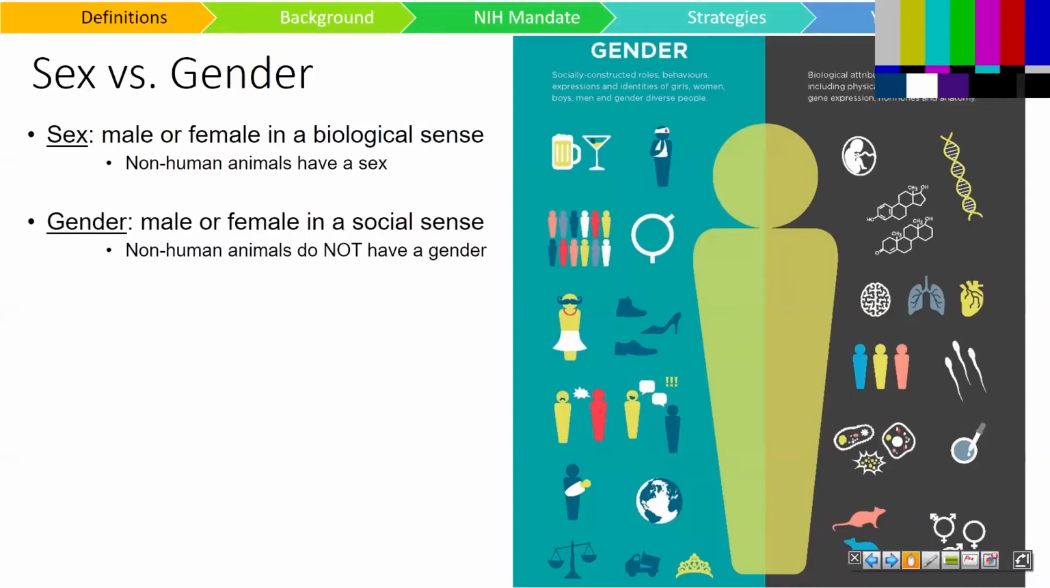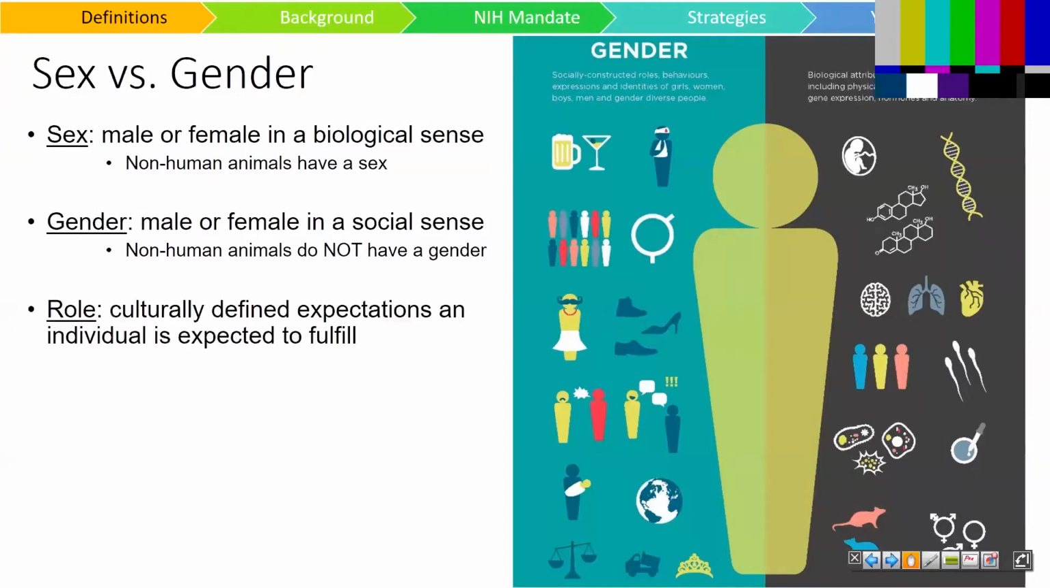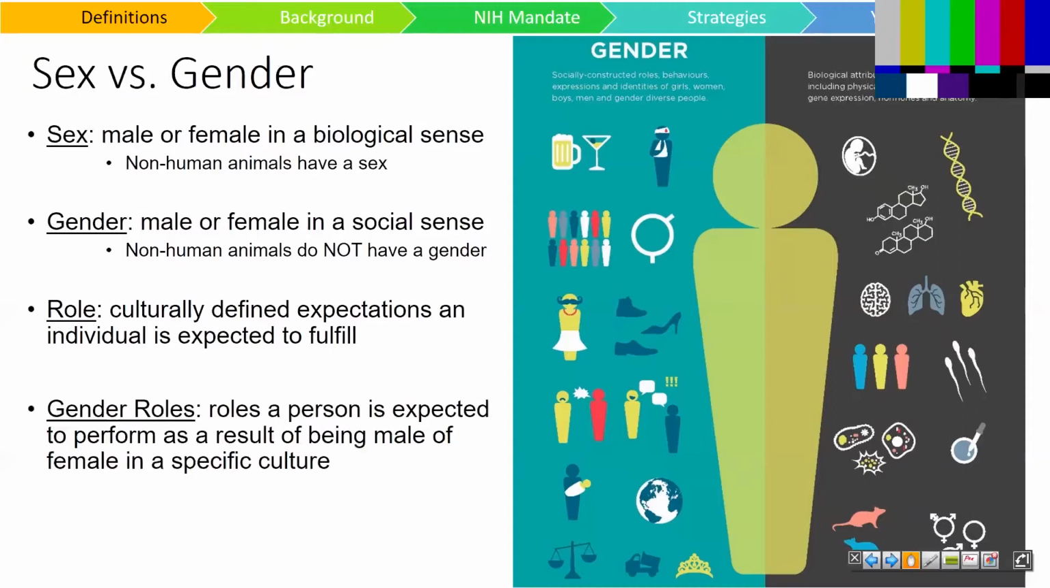Gender, on the other hand, is male or female in a social sense. Of course, there can be some debate there, but for the purposes of this talk, I'm going to clearly state that non-human animals largely do not have a gender. So when we're talking about animal models and I'm talking about sex, I'm talking about genetically male or female. And gender leads to gender roles, which are culturally defined expectations that an individual is expected to fulfill. Gender-specific roles are those based on gender and whatever societal constructs you have where you are living.